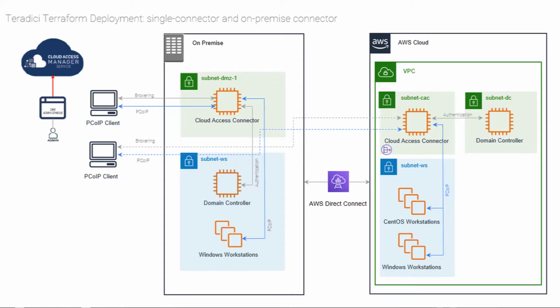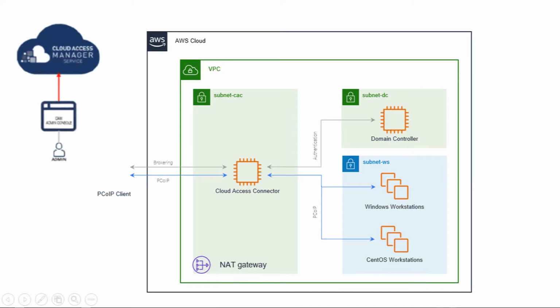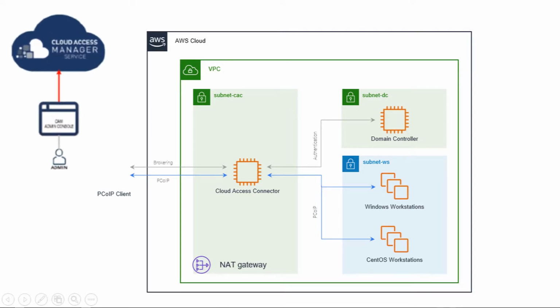Digging a little deeper into this architecture, I wanted to highlight the Cloud Access Manager. The Cloud Access Manager is actually comprised of two components. First is the Cloud Access Manager service, which is a licensing portal managed by Teradici. Second is the Cloud Access Connector, which resides in the customer's environment, enabling the brokering of PCoIP connections to remote clients.